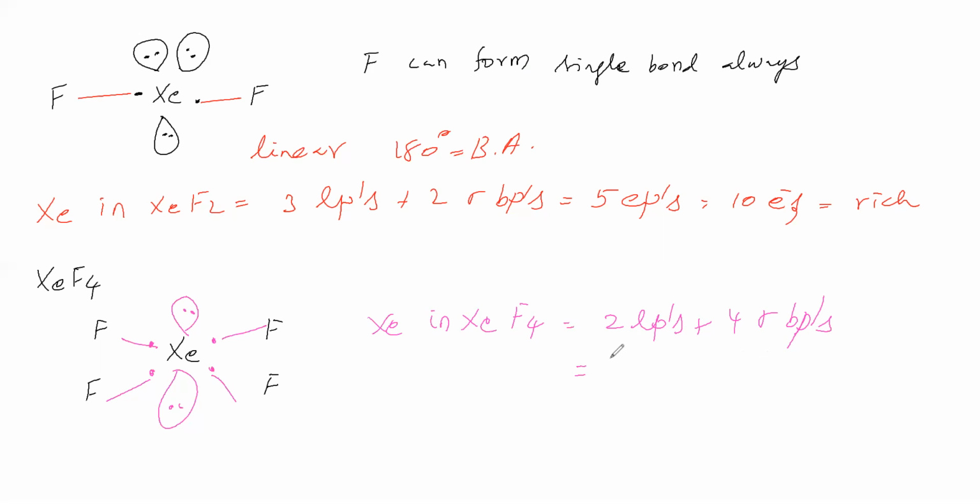So totally, 6 electron pairs, therefore 12 electrons. So XeF4 is an electron rich molecule. It is square planar. Why is the shape square planar? If you join these 4 fluorine atoms, you will get a square structure, therefore square. All the 5 atoms in XeF4 are present in one plane, therefore planar. Therefore, the shape of this molecule is square planar.